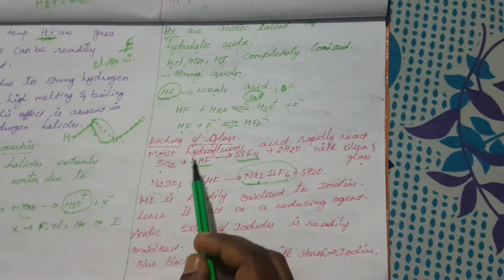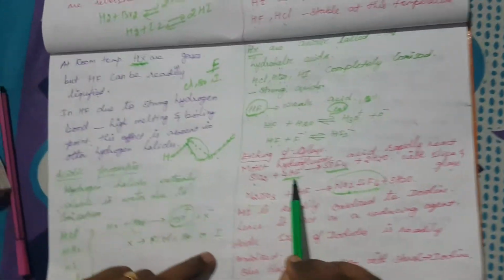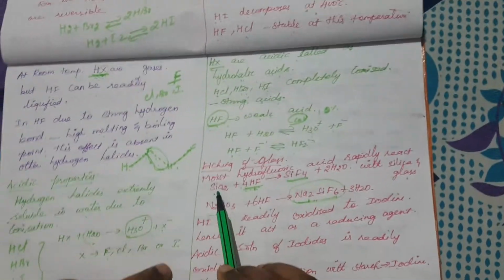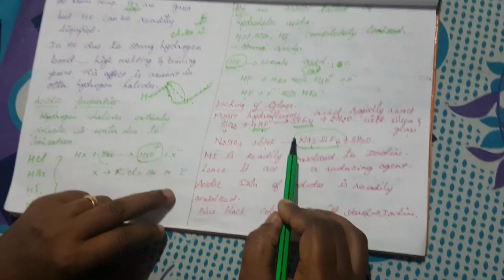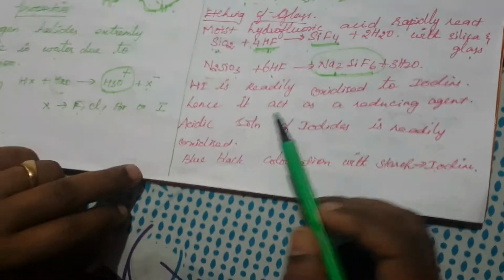That is called etching of glass. So what reaction takes place in it? Hydrofluoric acid reacts with silica. That is the reason etching of glass is obtained.